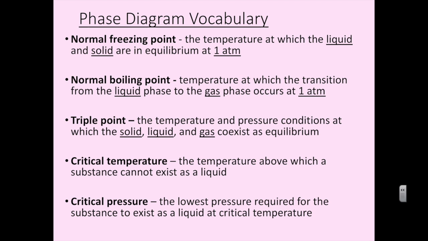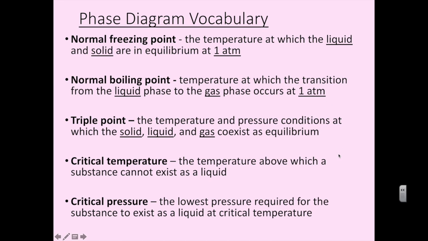Before I show you what a phase diagram is, I will show you the vocabulary first. The normal freezing point is the temperature at which the liquid and solid are in equilibrium at 1 atmosphere. So that's a normal pressure. The normal boiling point is the temperature in which the transition between the liquid phase to the gas phase occurs at 1 atmosphere. Again, normal pressure.